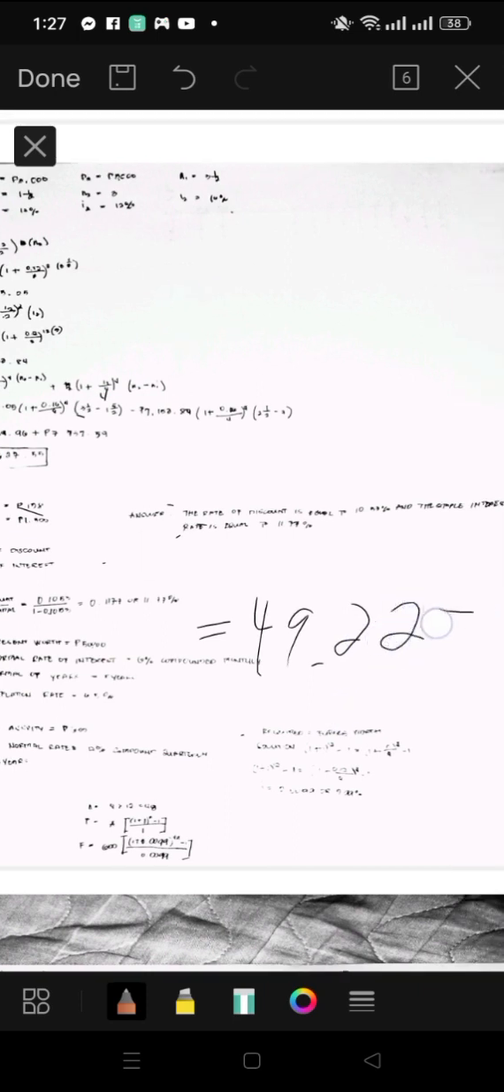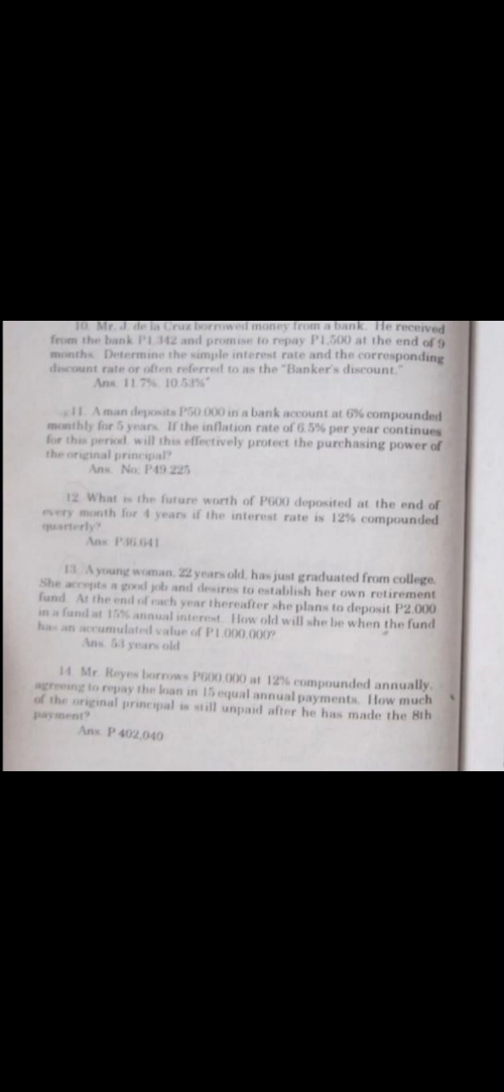So next is number 12, which is problem number 12. What is the future worth of 600 deposited at the end of every month for 4 years if the interest rate is 12% compounded quarterly?